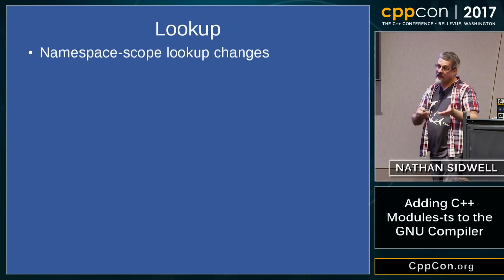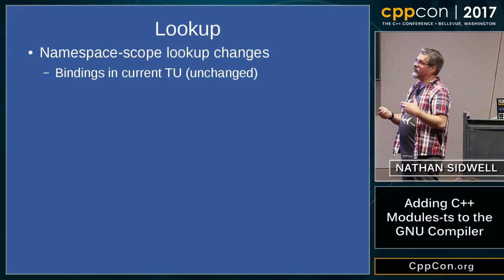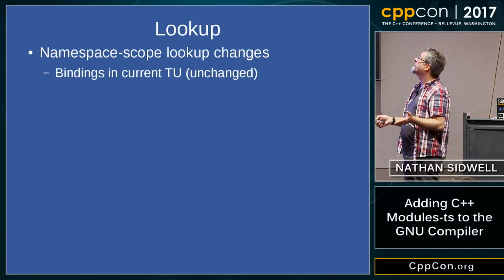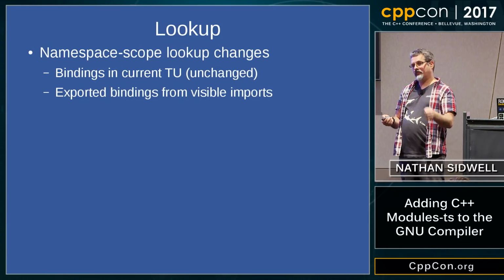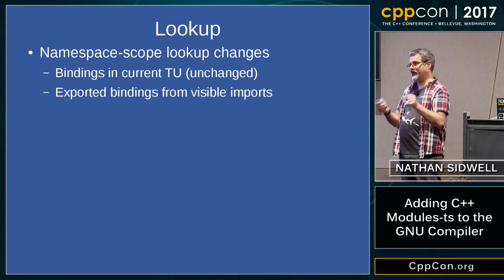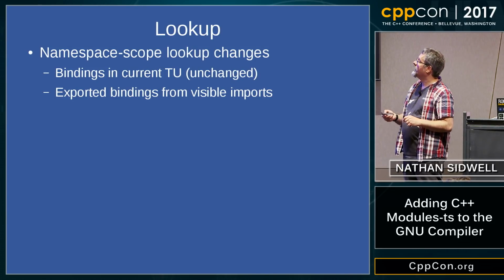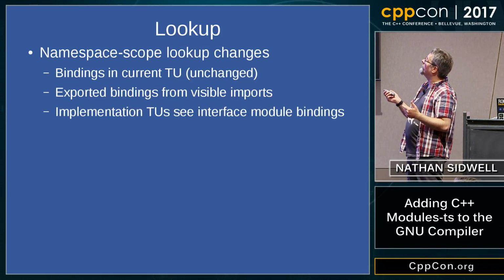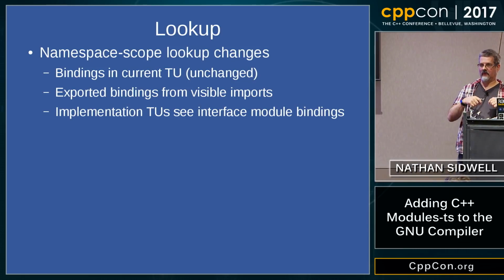So, things that change is namespace lookup changes. What you see when you look in a namespace is now different. You see the things that are declared in the current translation unit, but you also see the names that were exported by the things that you've imported, either directly or indirectly through the export-import syntax and stuff. And module implementations also see the stuff from their interface module that made available to the module.